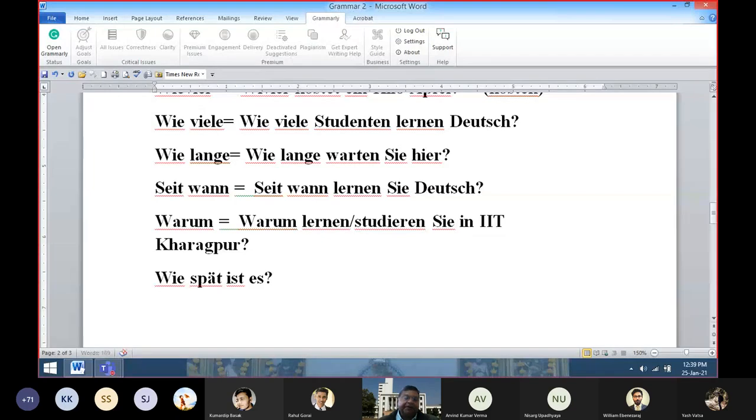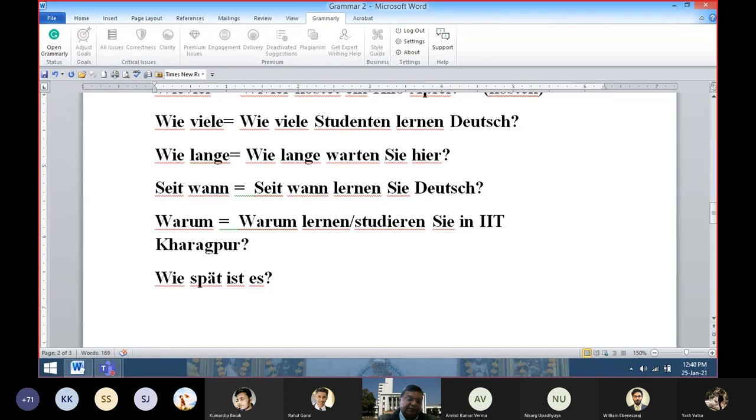Spät, you are aware, means late, but this is not the meaning here. If you go by word-by-word translation, wie means how or what, so wie spät, how late is it? That is not the meaning. The exact equivalent in English is, wie spät ist es means what is the time? What is the time?